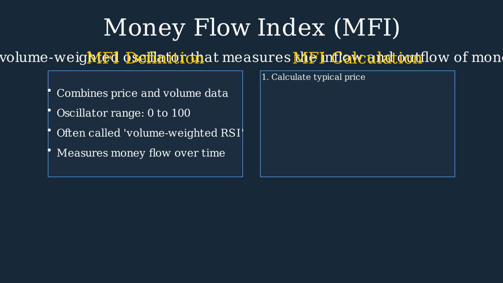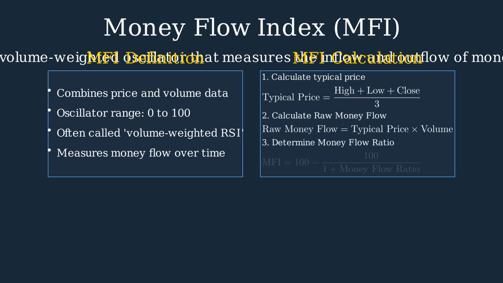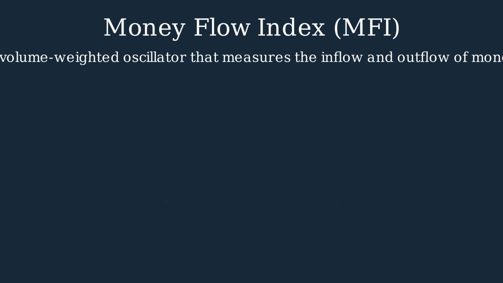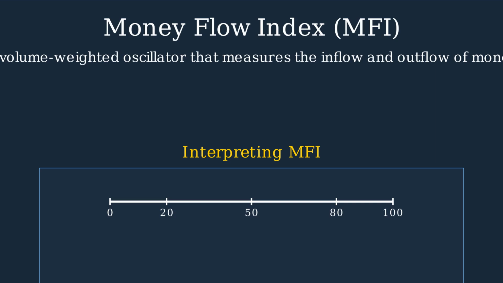Calculating the MFI involves several steps. First, we determine the typical price by averaging the high, low, and close. Then we calculate the raw money flow by multiplying typical price by volume. Finally, we compare positive and negative money flows to create the money flow ratio, which is converted to the MFI value. Interpreting the MFI follows similar principles to other oscillators.